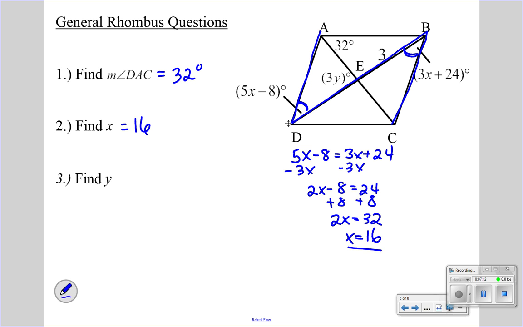Okay, now we have to look for the y. The y is at this angle in the middle, right here. Well, we know that the diagonals of a rhombus are perpendicular, and perpendicular lines give us right angles, or 90 degrees. So we can say that 3y is equal to 90, divide by 3, and y is equal to 30. So we can use rhombus properties and parallelogram properties.